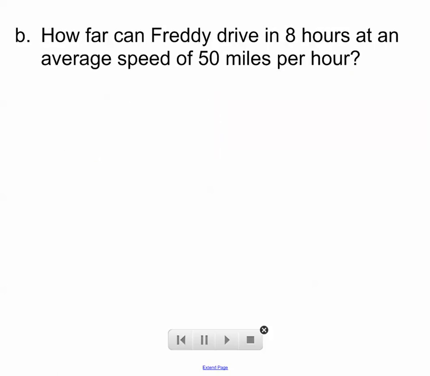How far can Freddie drive in 8 hours at an average speed of 50 miles per hour? Okay, I'm going to do this one using unit analysis. And unit analysis is where you actually write the units of measure in your problem. So here's my speed, 50 miles for every 1 hour. Here's my time, 8 hours, okay?